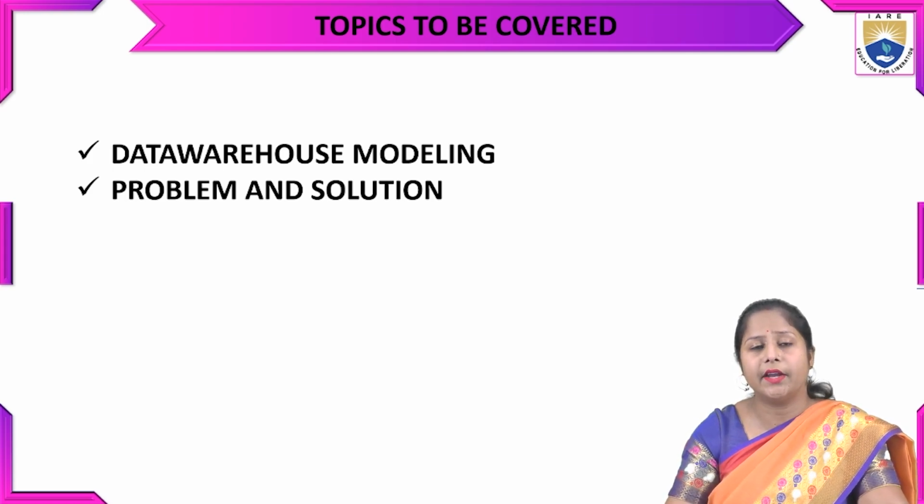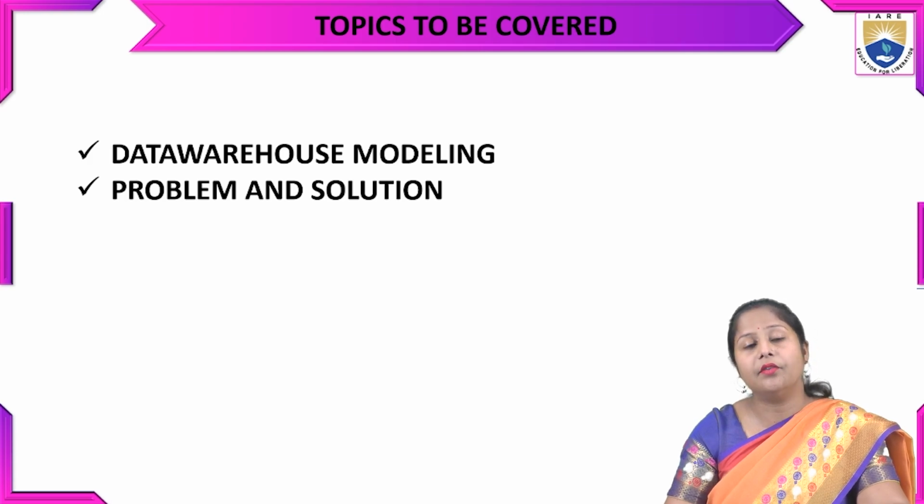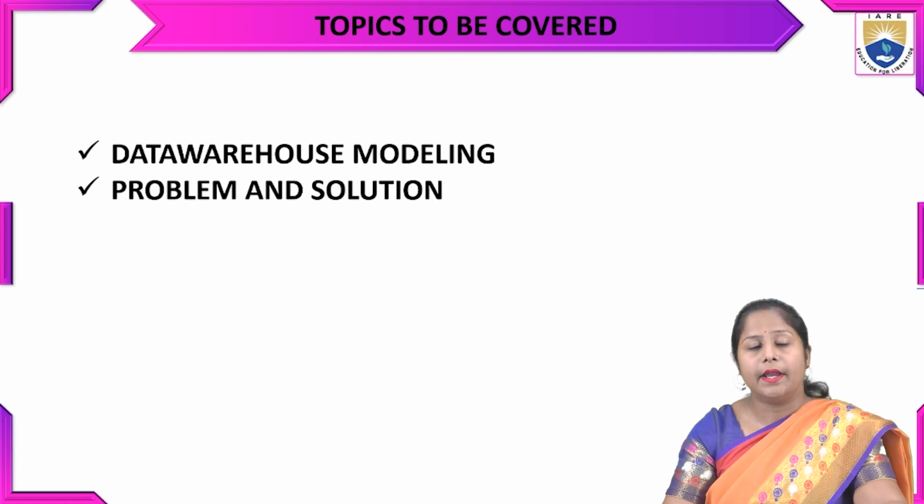How the cuboids have been created if there are more than 3 dimensions. So what dimensions will we take for that? And how are we converting it into a data cube? And later I'll give an example, give a problem, and I'll tell about the solution.